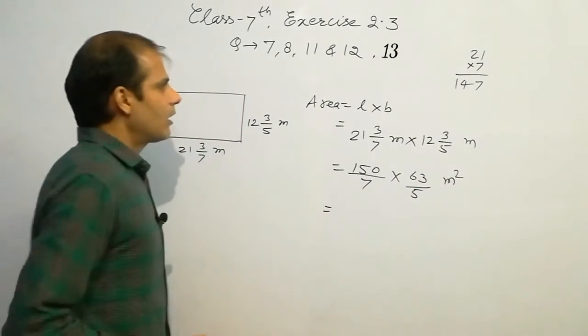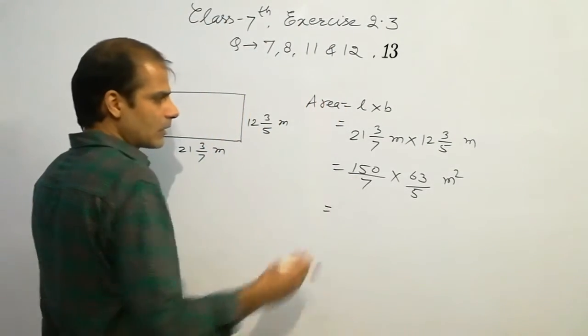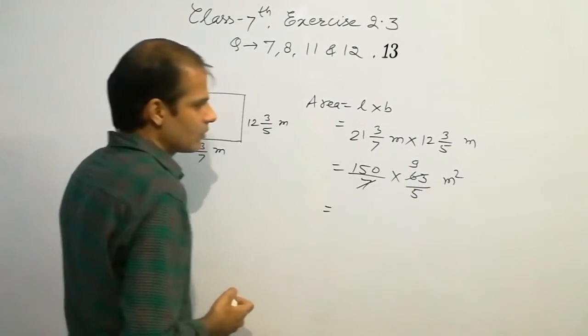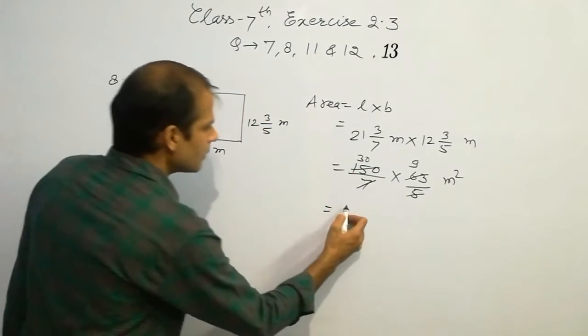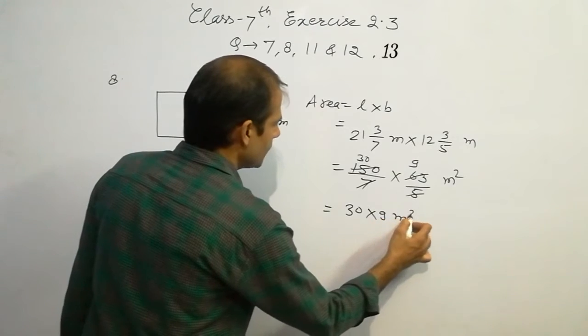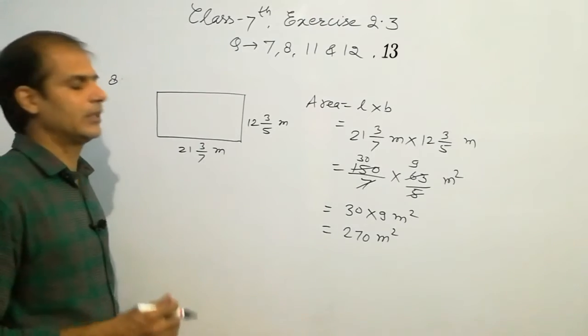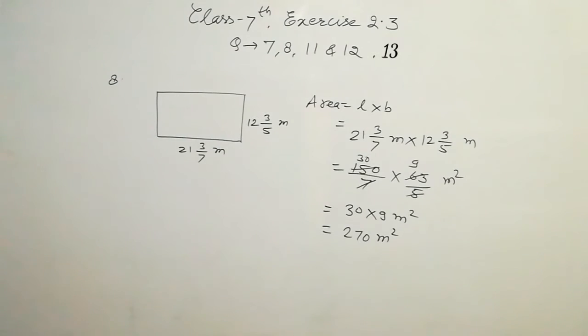Erase the rough work. If these numbers can be cancelled, then do it. 7 nines are 63 and 5 threes are 15, 30 times. Now it is 30 into 9 meter square, it is 270. It is square meter, not meter square. The answer is 270 square meter. So the answer of question number 8 is 270 square meter.